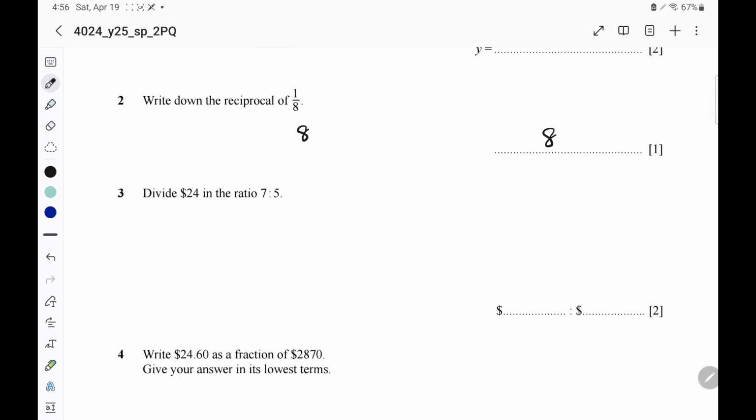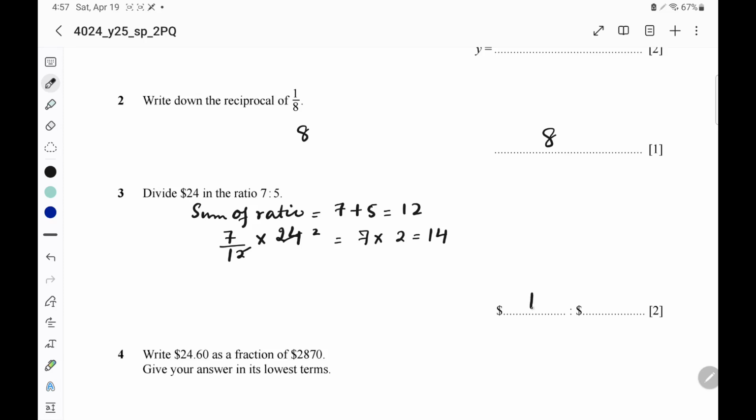Question number 3. Divide $24 in the ratio 7:5. So we find out the sum of ratio. The sum of ratio is equal to 7 plus 5, which is equal to 12. So the first share is 7 over 12 multiplied by 24, because 24 is the number which we are going to divide. So 12 times 2 is 24. So 7 times 2 is equal to 14. So 14 is the first share.